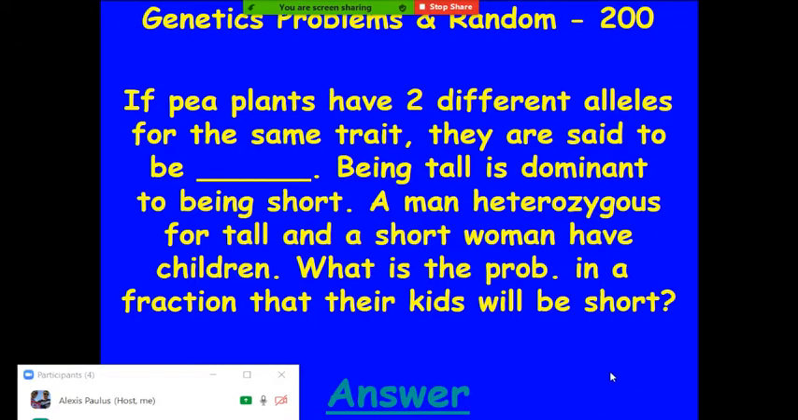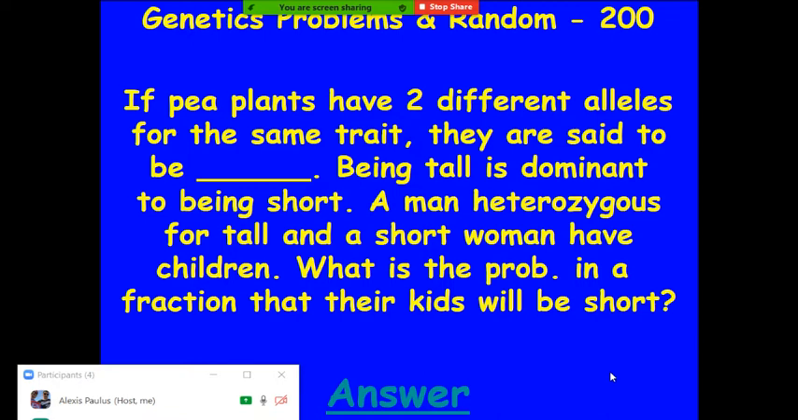If pea plants have two different alleles for the same trait, they are said to be blank. Being tall is dominant to being short. A man heterozygous for tall and a short woman have children. What is the probability in a fraction that their kids will be short?